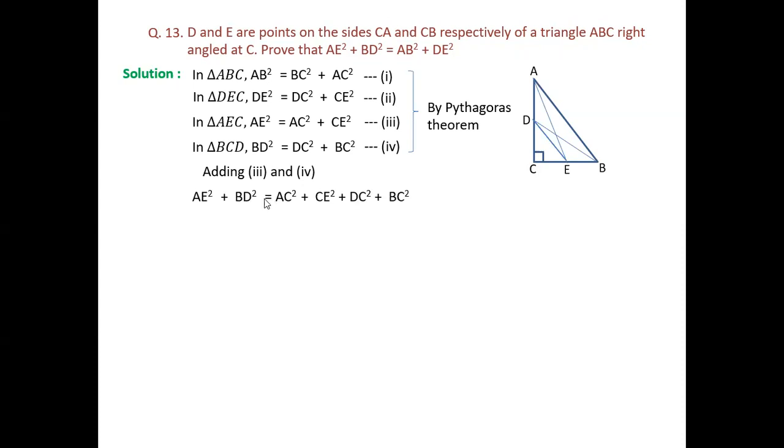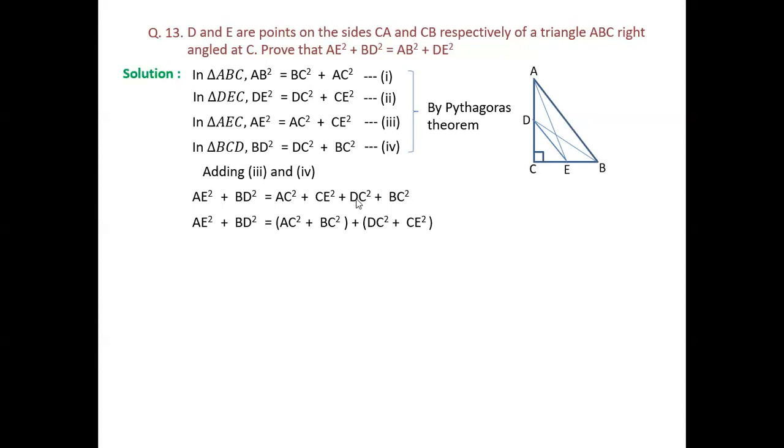When you add 3 and 4, you get AE square plus BD square is equal to AC square plus CE square plus BD square, DC square plus BC square. Okay, I just added them. Now you see AC square plus BC square is nothing but AB square. So let us bring these two together, rearranging the terms. AC square plus BC square, and take these two terms together.